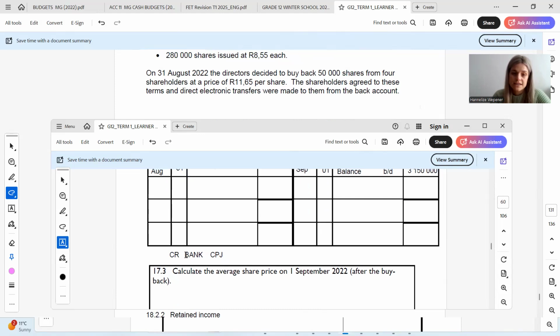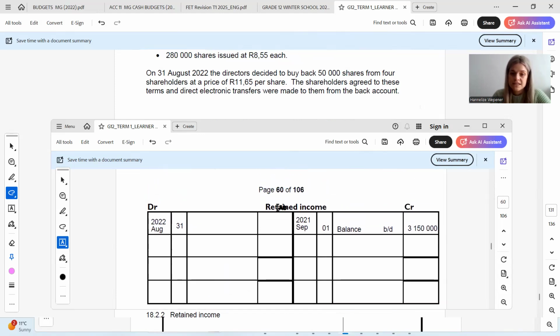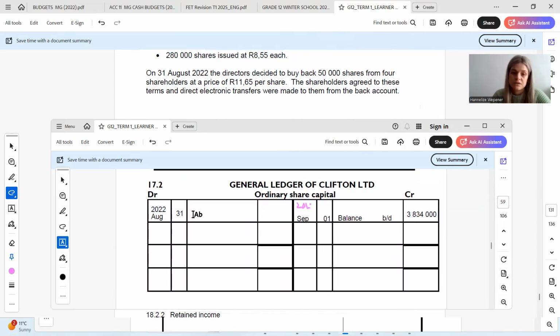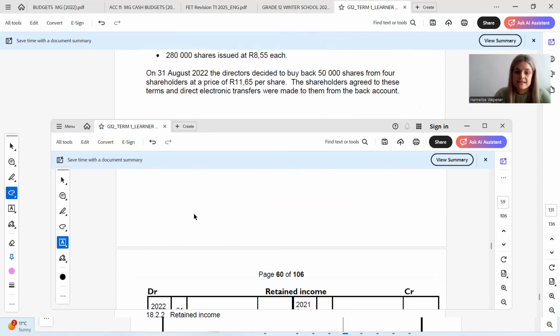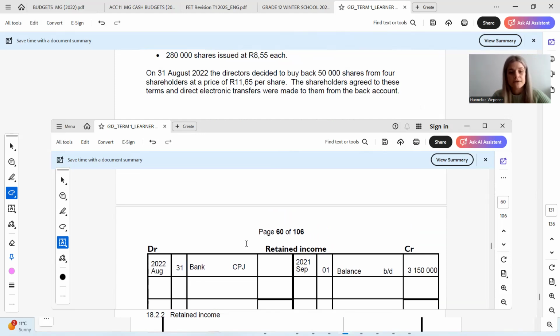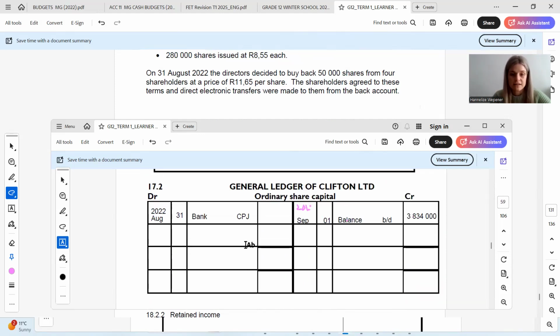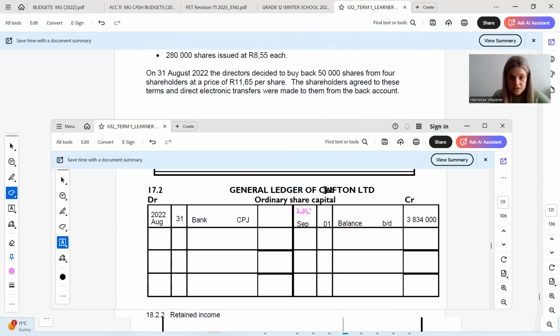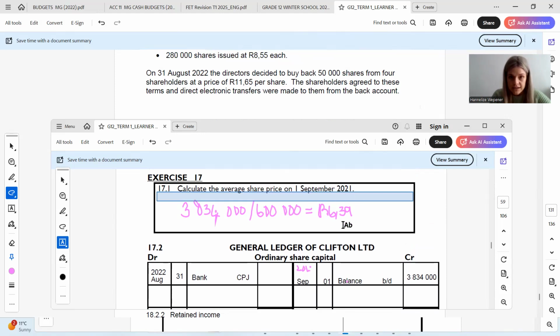So that is your credit, and your debits is retained income as well as ordinary share capital. So bank as recorded in the CPJ, and the same for your retained income, bank as recorded in your CPJ. I don't have a folio column, so that's why I'm including it in the details. Okay, right, so now for the calculations. I may only remove from my ordinary share capital whatever I put into that account.